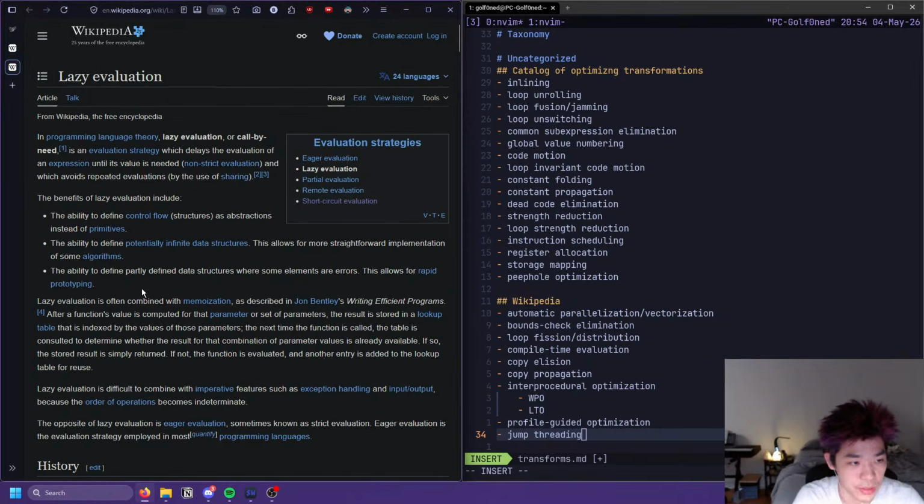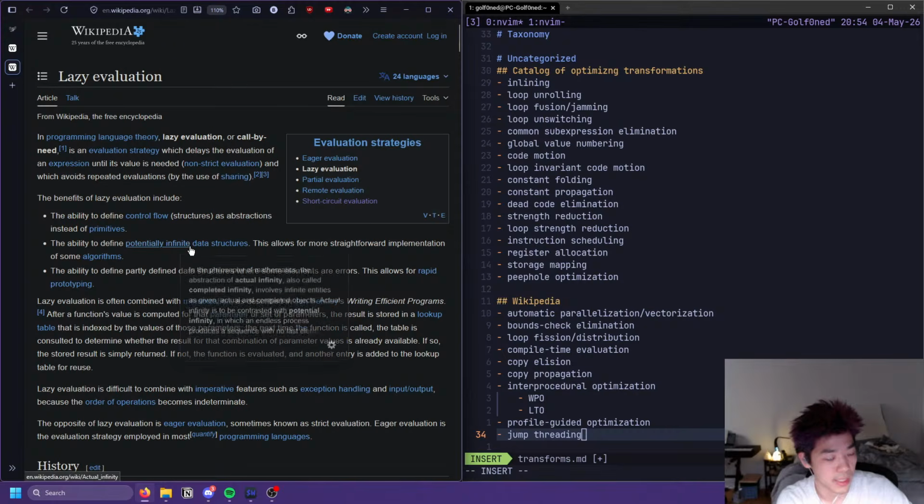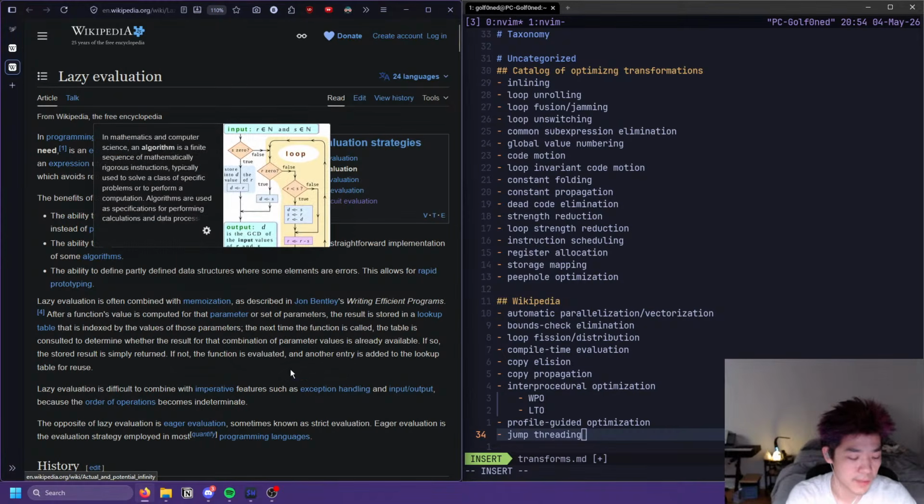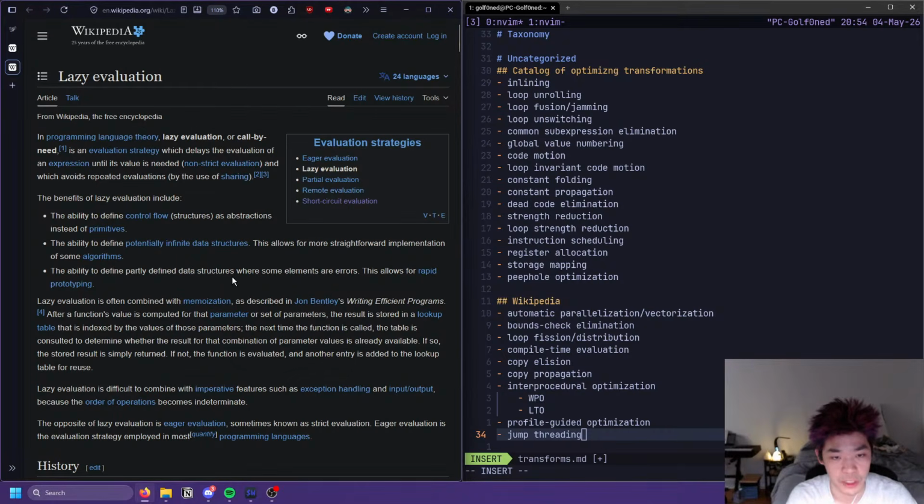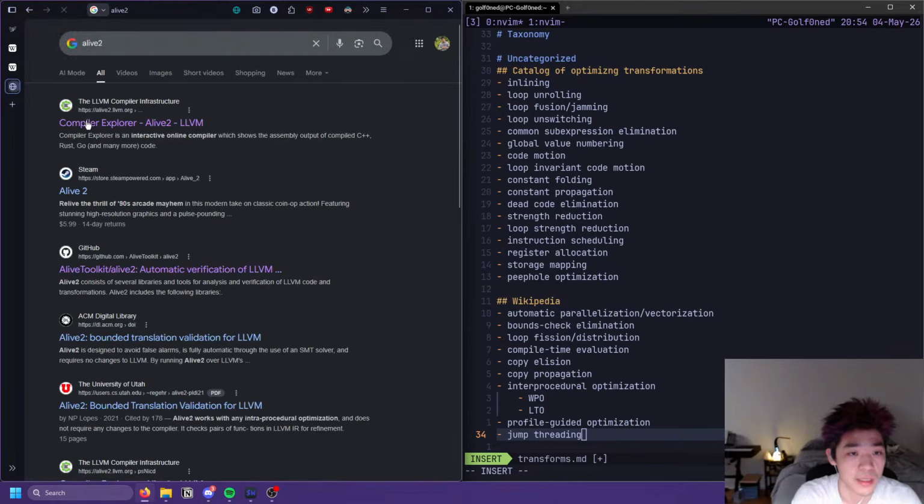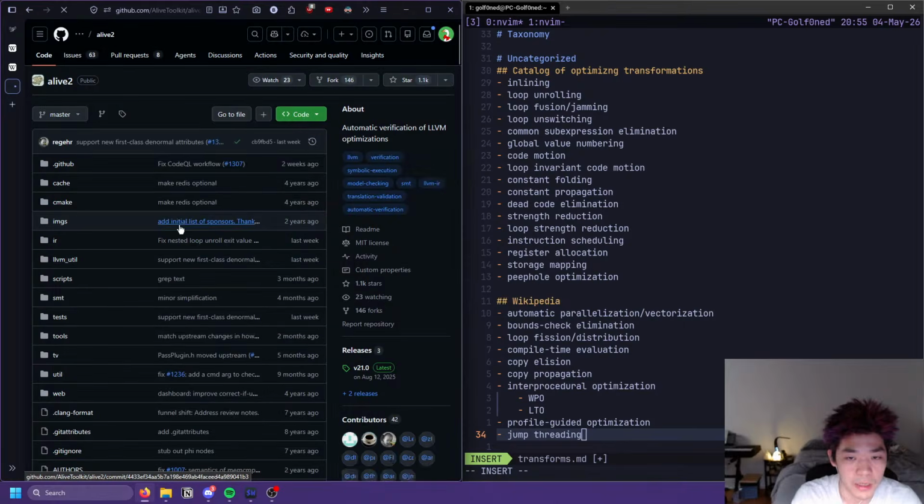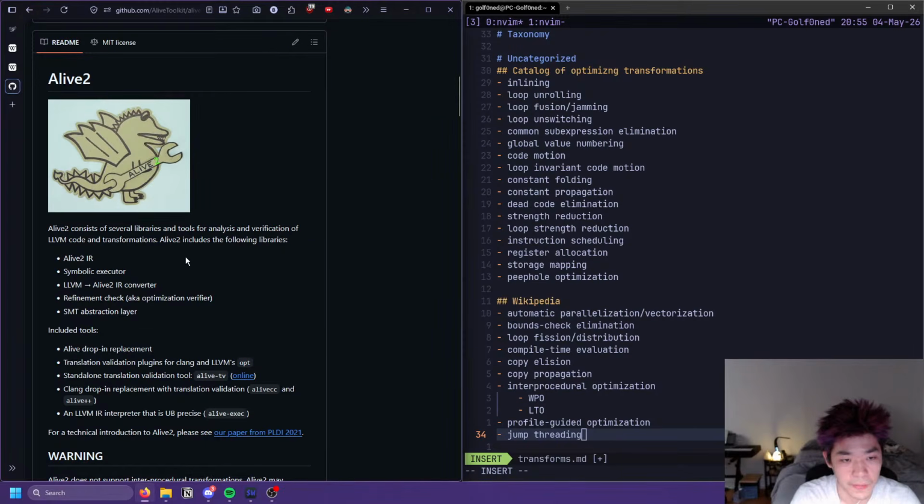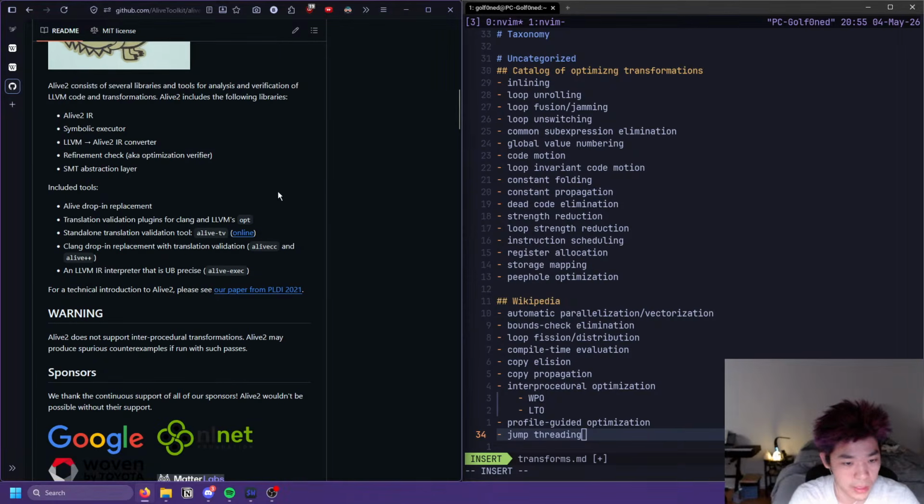Lazy evaluation. Is program equivalence useful? Yes. It's really important for proving correctness of transformations. So like, what's it called? Alive2, I think, is like the big tool for this. Right now, this is like the state of the art, I guess, LLVM transform correctness analysis tool.